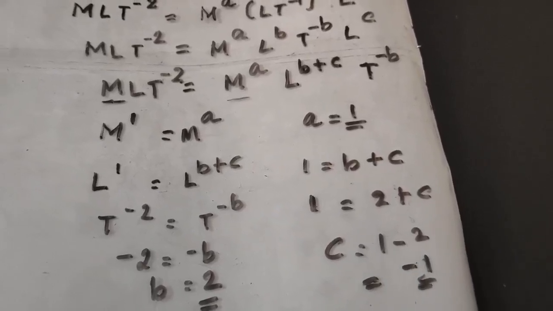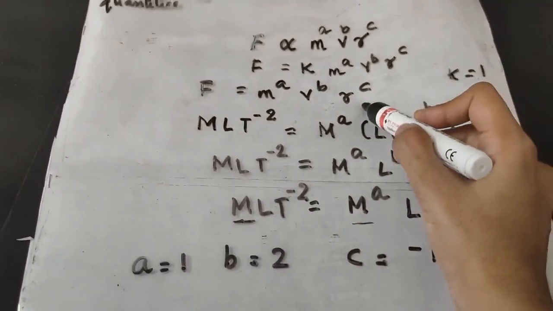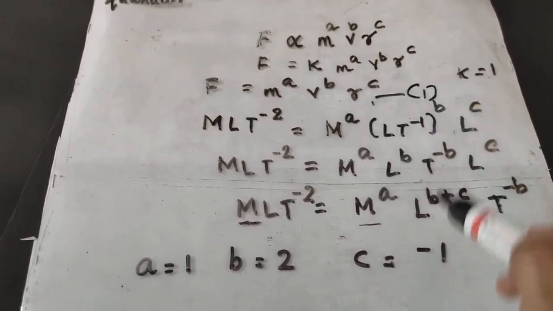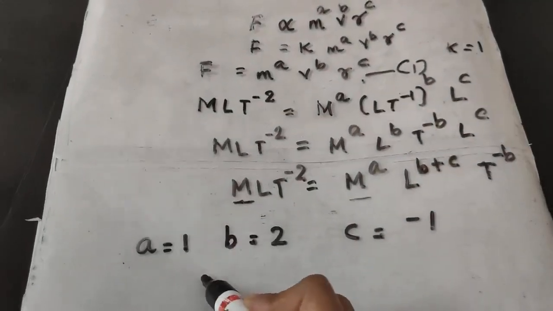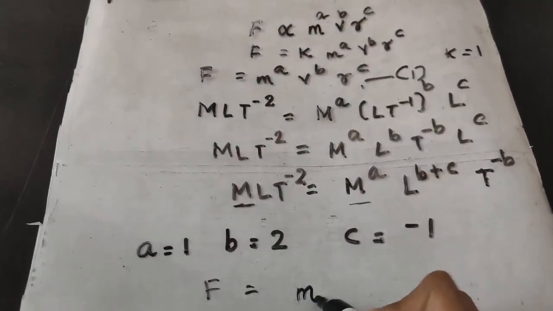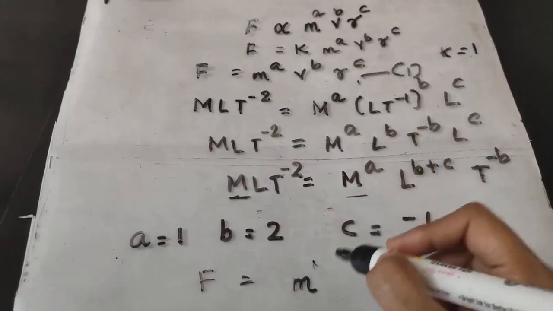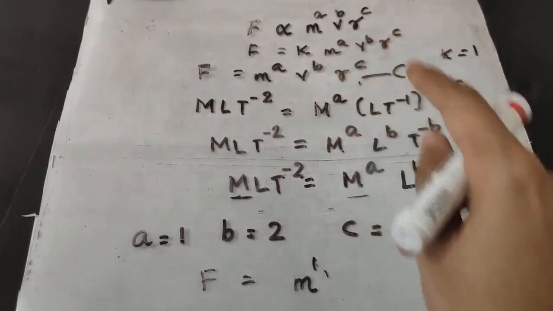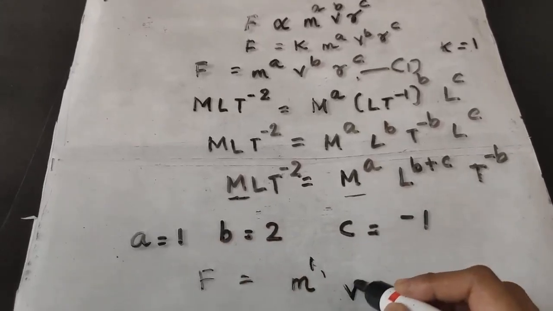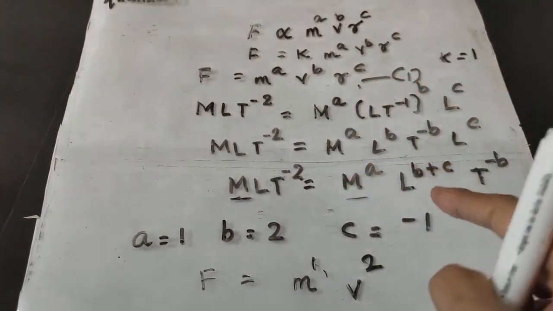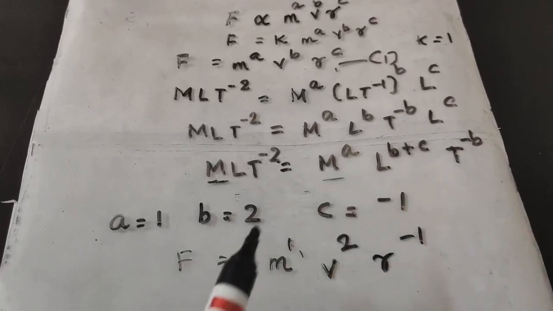So let us substitute the values in this equation. Let us mark this equation as 1, and we are going to put the values of A, B and C in the first equation. So it will become F is equal to M raised to A. What is the value of A now? It is 1. Then V raised to B. What is B's value? It is 2, so it is V square. Then R raised to C. C is minus 1, so R raised to minus 1.